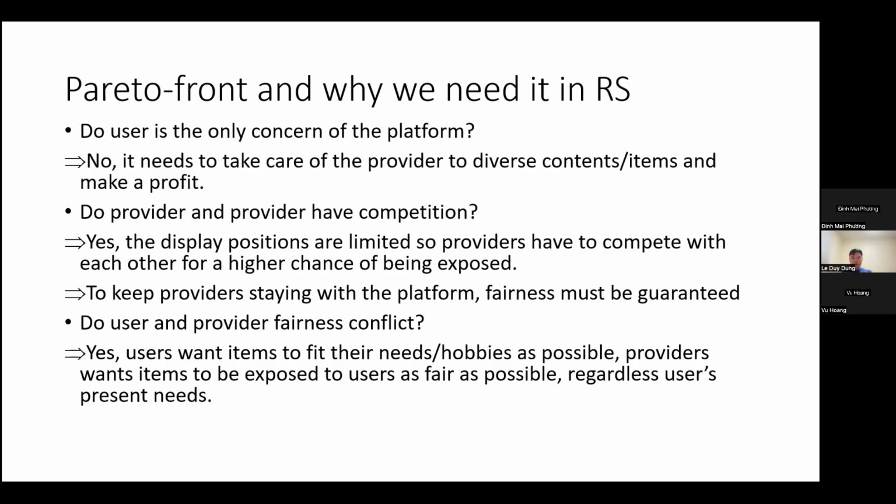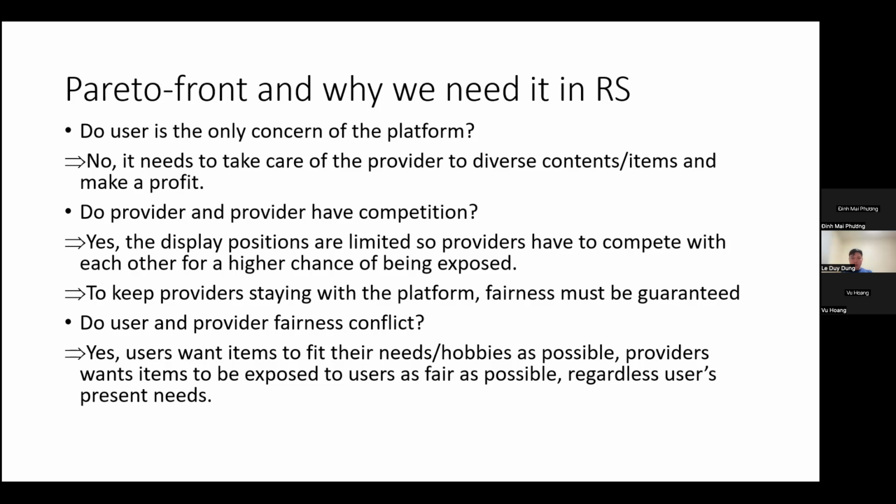The second question is, do the providers have competition? Yes, because, as I said previously, the position of the item in the recommended list is very important. And because you only see maybe the first 3 or 5 positions in the recommended list, when there are maybe 10,000 or maybe 100 providers, they will compete with each other to earn a position in your recommended list.